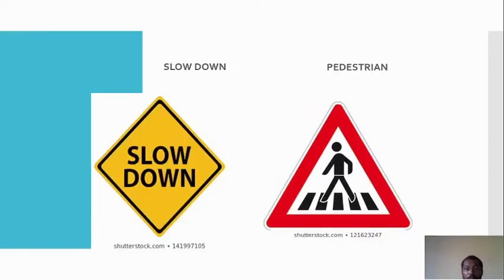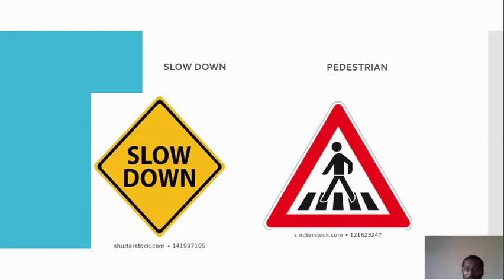Now the next symbol we have here is slow down. It means that as you're driving, you need to slow down. You don't need to be at a high speed. When they're telling you slow down, there's a reason. It could be that people normally cross the road. It could be that people are walking on the road. So you have to slow down. That's the reason why they put the symbol there.